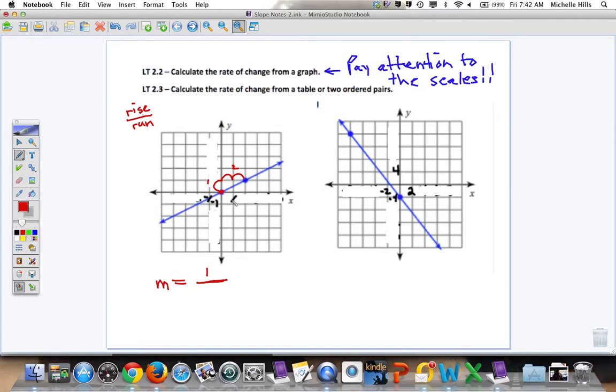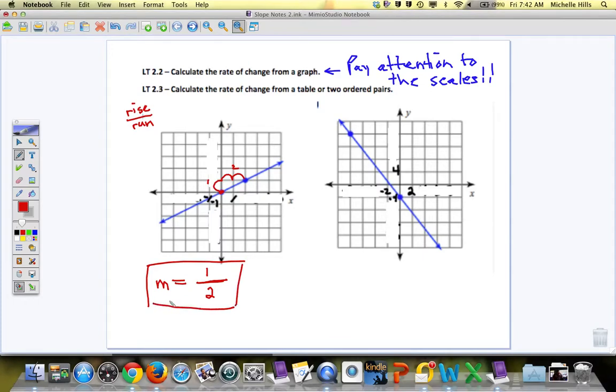The scale on my x-axis is also going by 1s. So when I move 2 squares over, I'm really just moving 2. I cannot reduce 1/2, so m equals 1/2. When I look at the second graph, the first thing I notice is that this line falls as it moves from left to right across the graph. So the slope is negative.